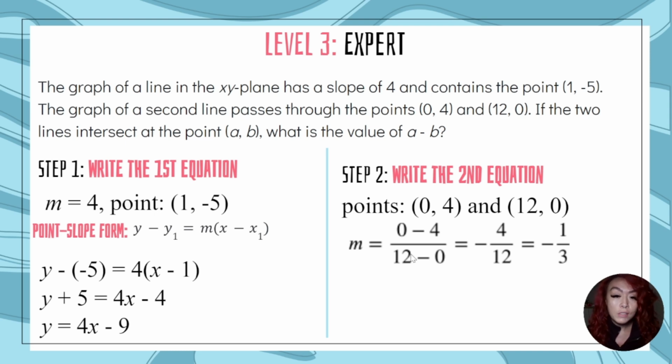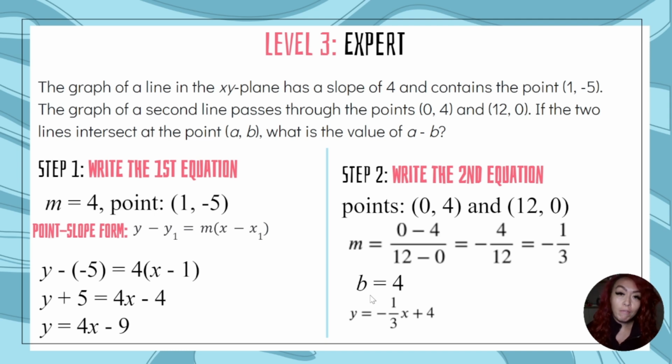Now we need the y-intercept, but if you notice, we already have the y-intercept. One of the points that they give us is the y-intercept, (0, 4). So if you remember from our previous lesson, the y-intercept always has an x-coordinate of 0. So (0, 4) is our y-intercept, and b is equal to 4. And now we can substitute into the slope-intercept form, and we get y is equal to -1/3 x plus 4.